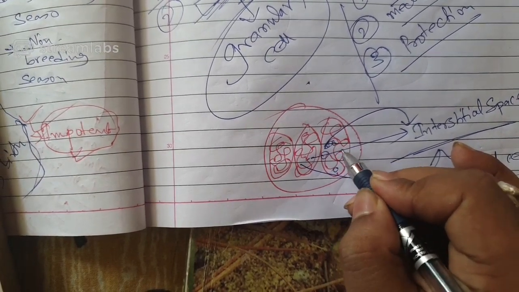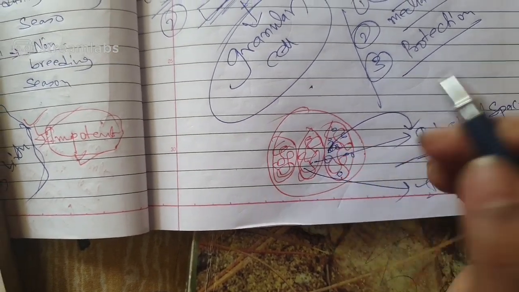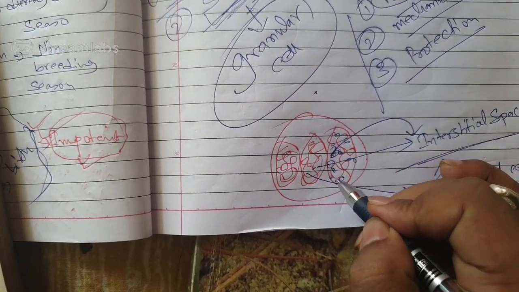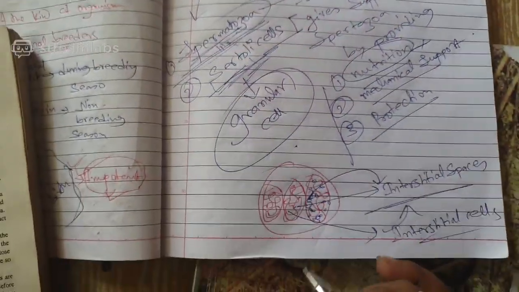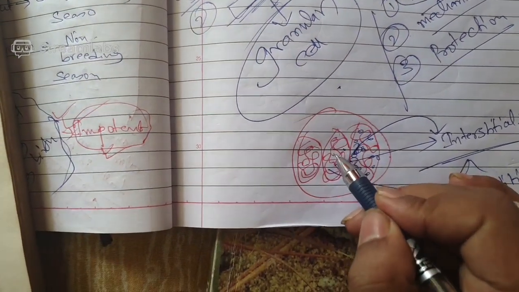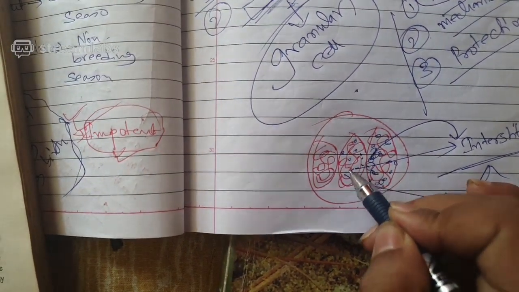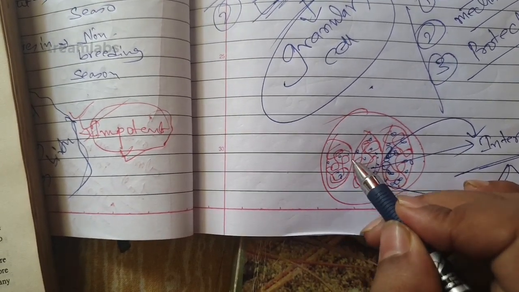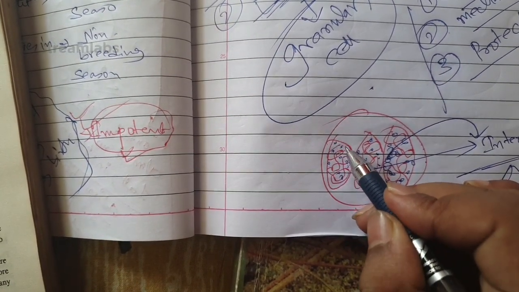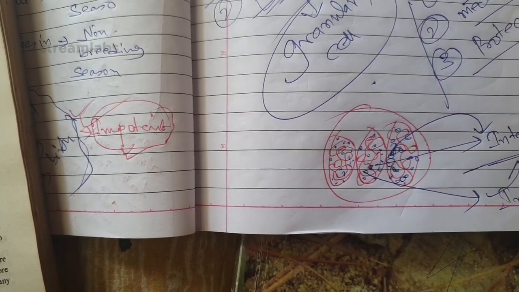These interstitial cells are present in between the gaps of the coils of the seminiferous tubule. They are not inside the seminiferous tubule. They are outside the seminiferous tubule, in between the gaps or the coils of the seminiferous tubule. I hope that you understand this particular factor.